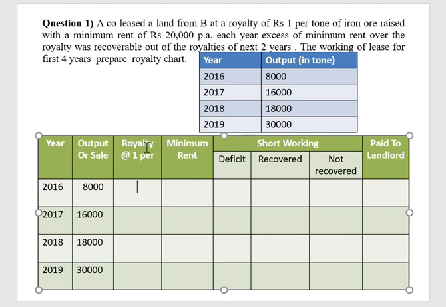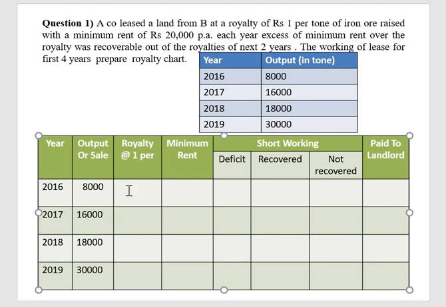Next is royalty. The rate of royalty in this problem, they have given royalty per ton is 1 rupee. So 1 rupee I have written here. This is not a constant. This is given in the problem, so I have written it here. So the rate of royalty will be different in each problem. Whatever rate is given in the problem, you have to take it as the royalty rate.